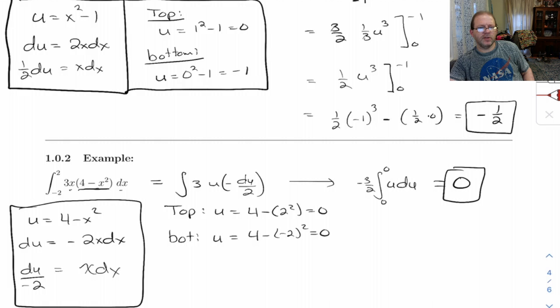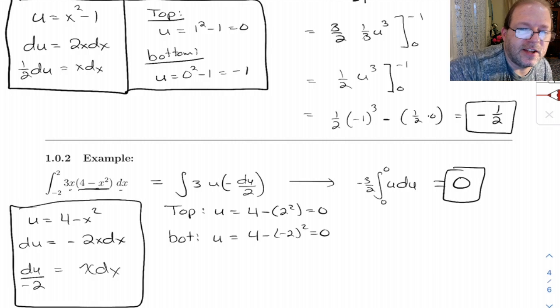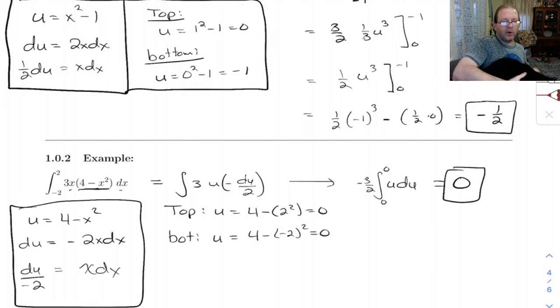I guess I should also mention, we didn't really need u substitution for this one, because that 4 minus x squared, it's not raised to any power or anything. I could have just distributed that 3x across there. So this is not the best example in the world, but it works just fine.